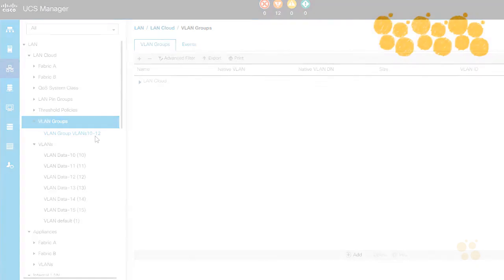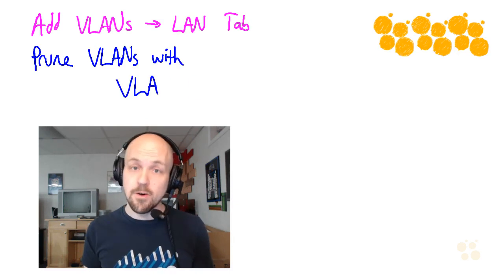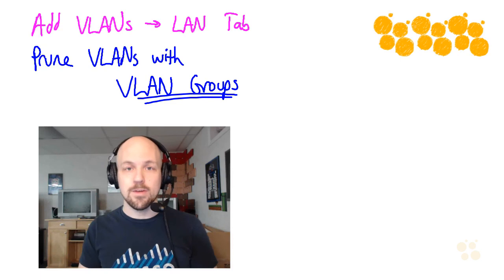UCS gives us full control over configuring VLANs and enabling those on uplinks. Remember that all VLANs are enabled on all uplinks by default, and if we want to change that behavior, we can prune the VLANs using VLAN groups.